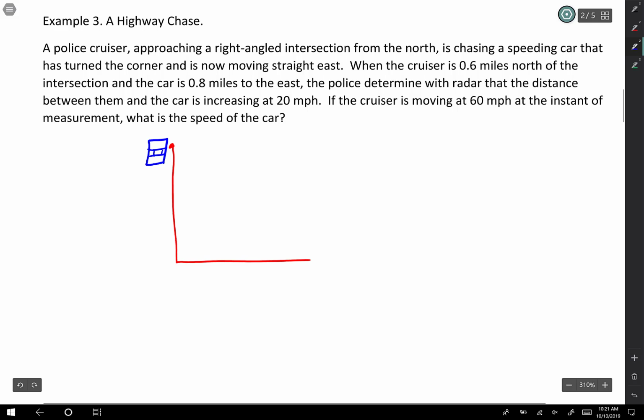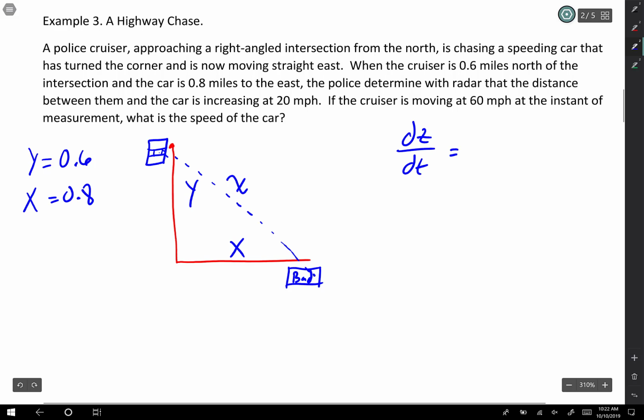Is chasing a speeding car that has turned the corner, now moving straight east. So here's that speeding car. This is the bad guy. When the cruiser is 0.6 miles north, I'm going to call this X and Y. So Y is 0.6. Of the intersection, the car is 0.8 miles to the east, so X is 0.8. The police determined with radar that the distance between them and the car is increasing at 20 miles per hour. I'm going to call that Z, and dZ/dt is 20 mph if you want to put units.